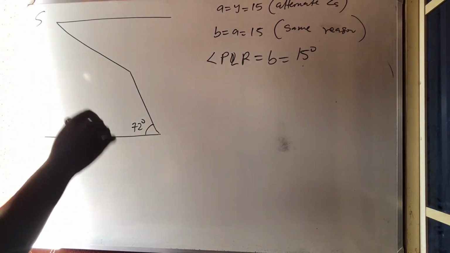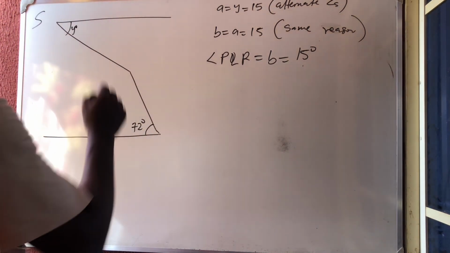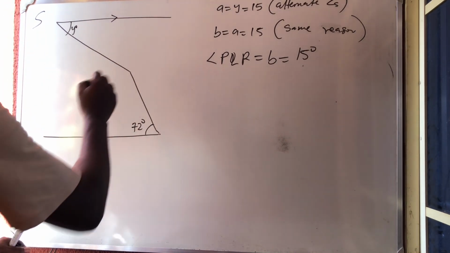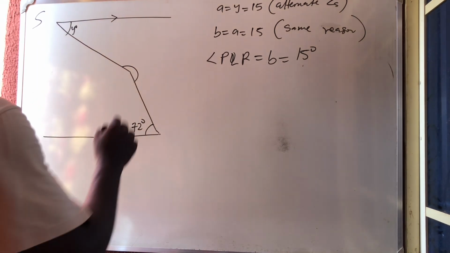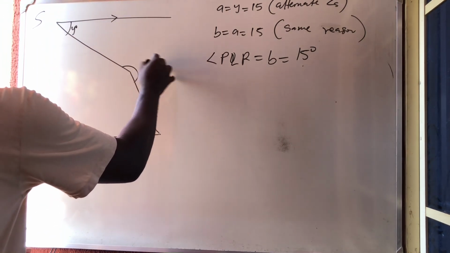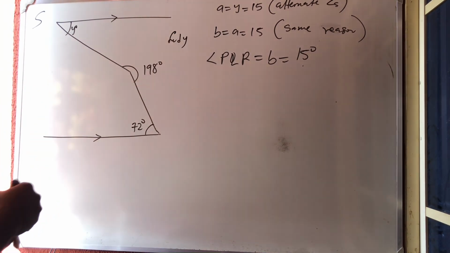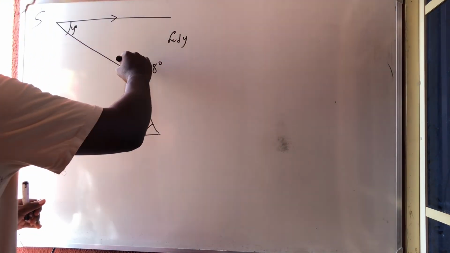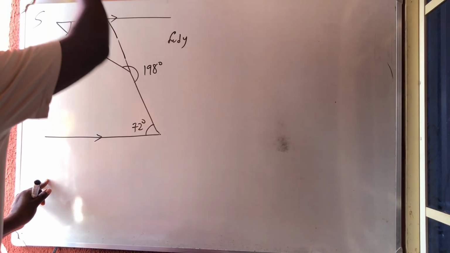So I'm having that here is Y. Here, this is parallel to this. And that outside here like this is 198 degrees. They say we should find Y. So what do you do? Use the same straight line to cover it.